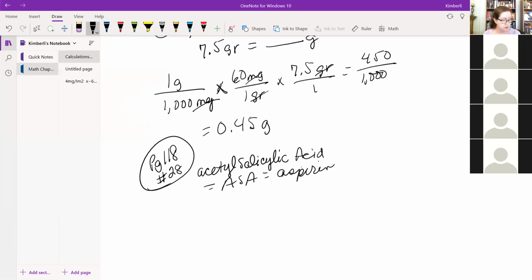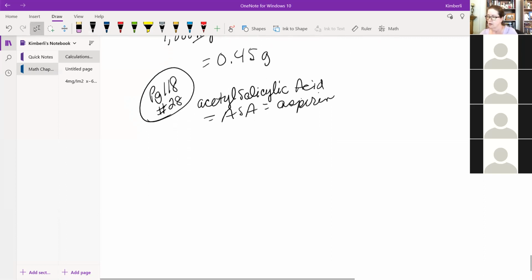I have such a hard time writing on this notepad because if I press too hard, it's like squishy. All right, let me let somebody in here.